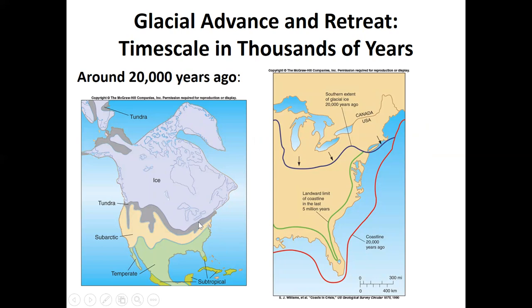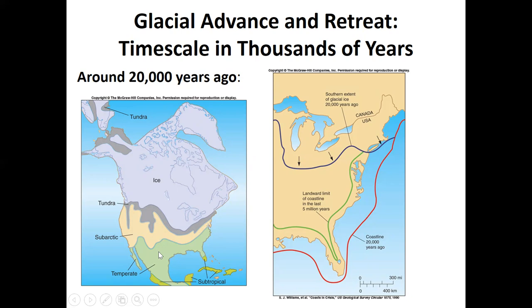And so here you can see this at the peak of the last ice age. This was the sheet of ice. It's called the Laurentide ice sheet that covered North America. This was the tundra, which is basically an area where it's cold enough that the land is always frozen. This is subarctic, and this is temperate. And then this is subtropical. So this climate is basically the climate we have today.